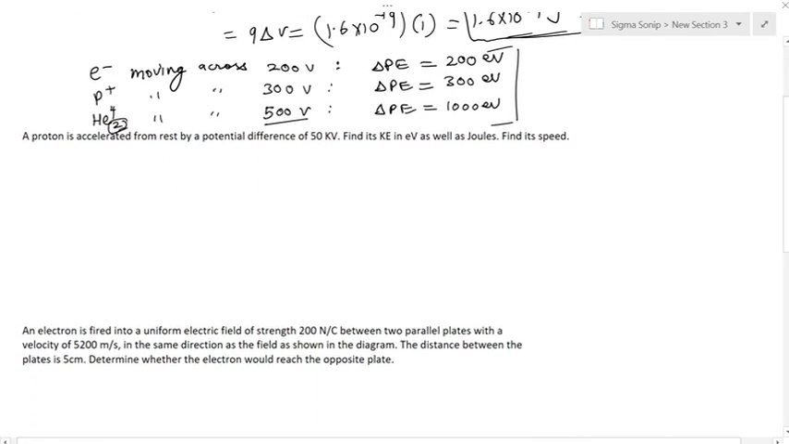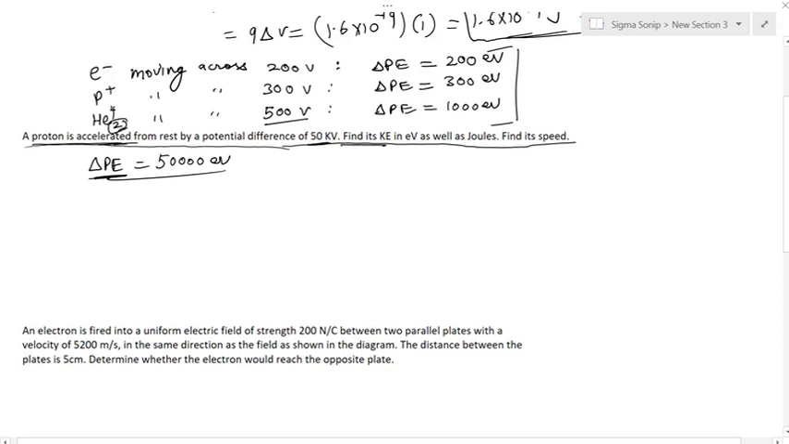Okay, let's look at an example here. A proton is accelerated from rest by a potential difference of 50,000 volt. Find its K in electron volt as well as in joules. So we already know that delta P is equal to, we don't need to do anything, this is 50,000 volts, so delta P is equal to 50,000 electron volt. And we can be more specific here. We have written delta P, but we need to be specific whether it's gain or loss. So we see that the proton is accelerated, which means that its kinetic energy is being gained, so this is a loss of P here.